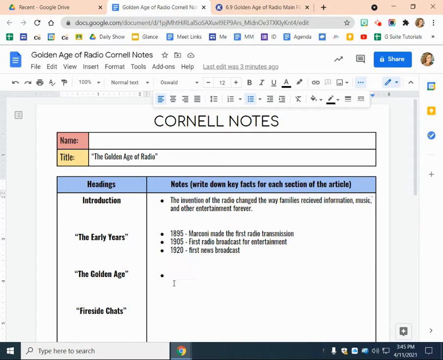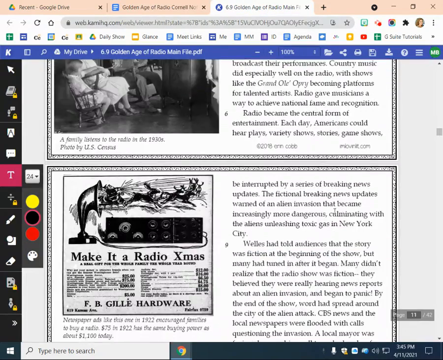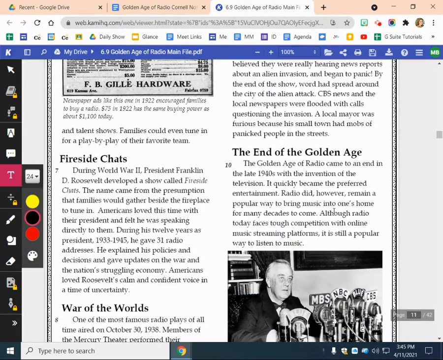All right, you should have 3 bullets of key information for the golden age. Now we're going to move on to fireside chats. This is a very short section, so we might get 1, maybe 2 bullets here.